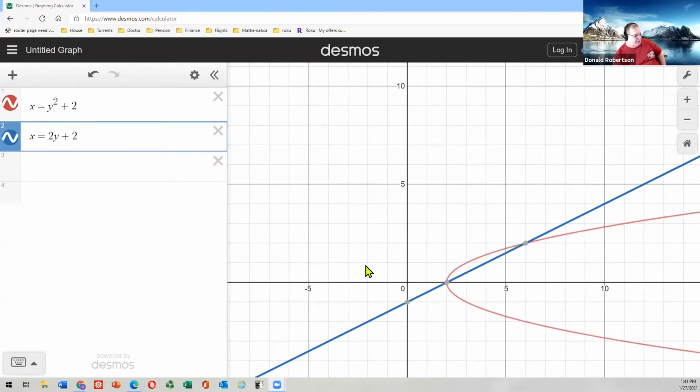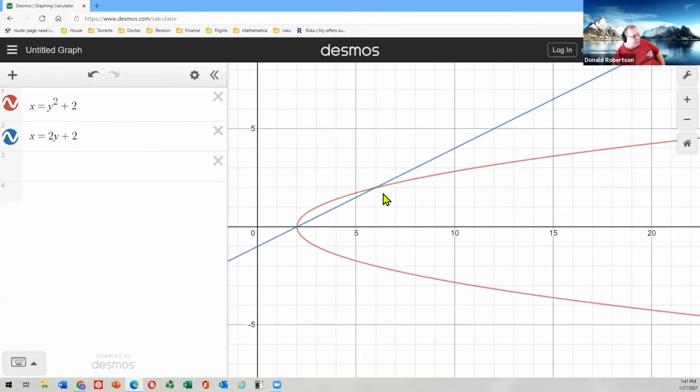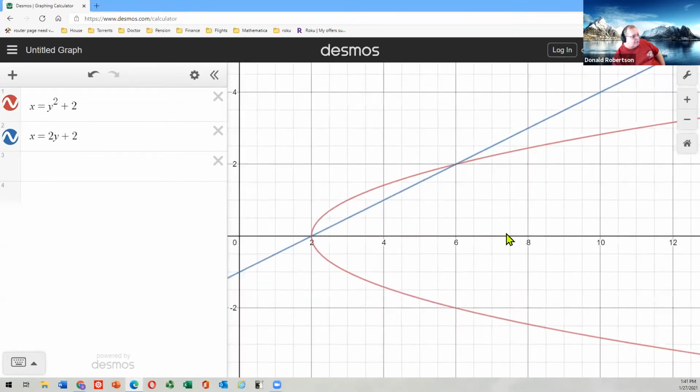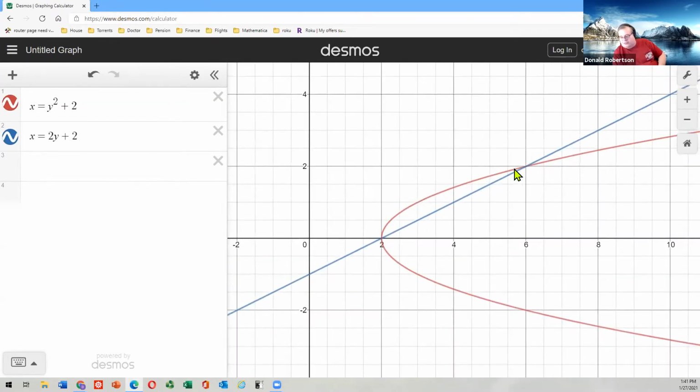Now, if I move this around a little bit, I can even make it a little bit bigger. Can you see the banana boat shape, which is quite common for these questions? The red one is the parabola shape, and the 2y plus 2 is a blue straight line. So I have a shape that looks something like this. And the straight line is x equals 2y plus 2, and the parabola is x equals y squared plus 2.